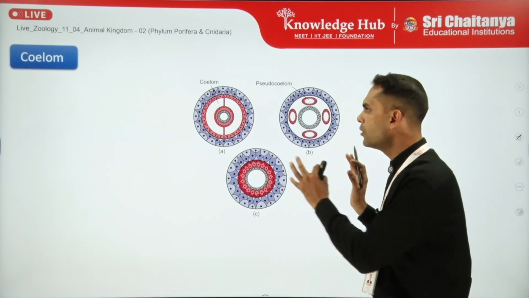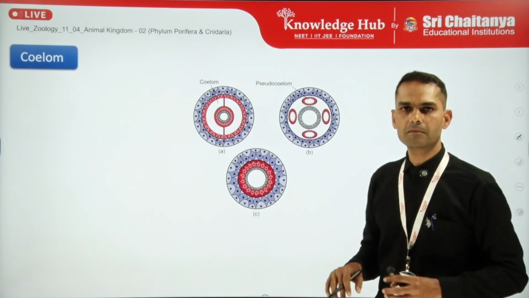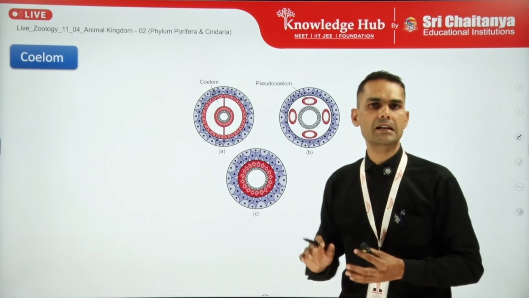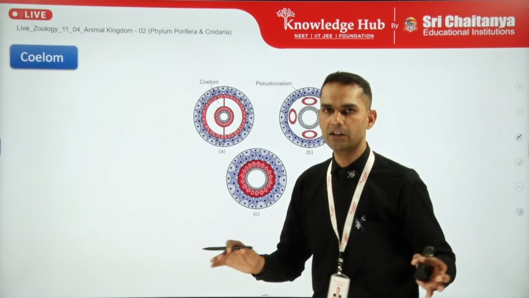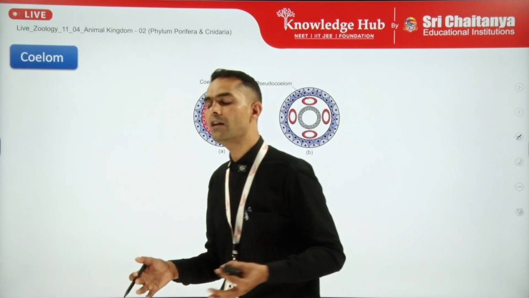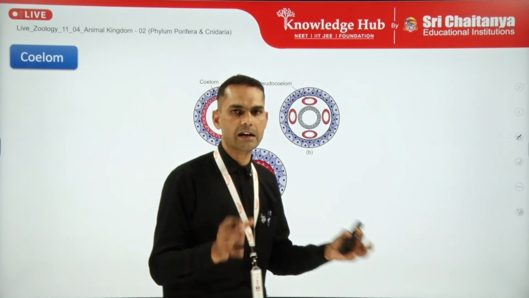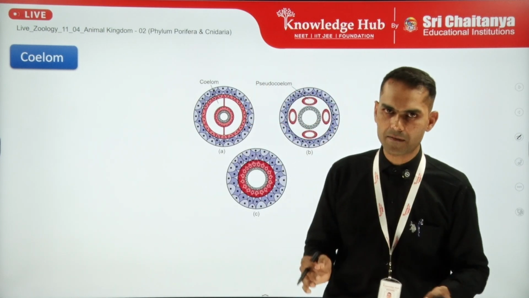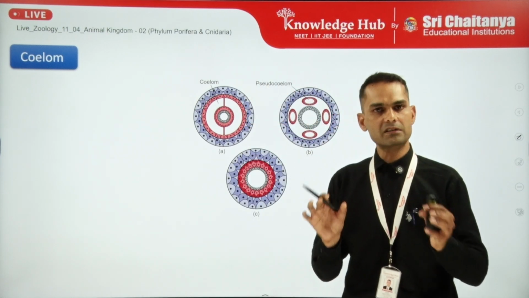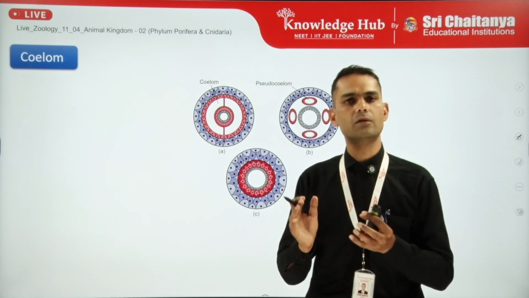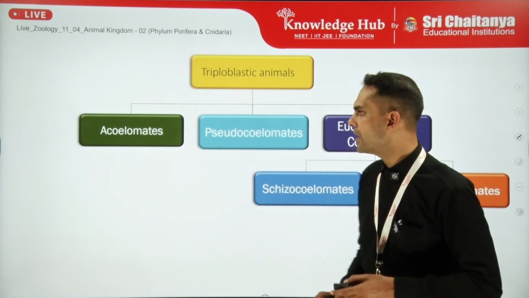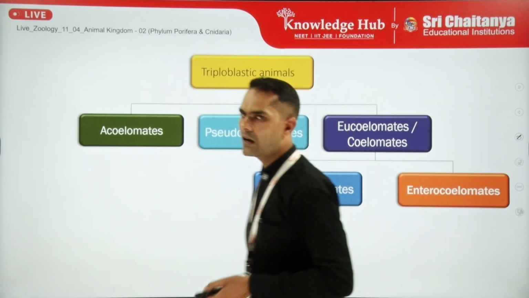This is the coelom representation, and organisms on the basis of coelom can be categorized as acoelomate, that means they have no body cavity or no coelom cavity; pseudocoelomate, that means they have a cavity but in the form of scattered pouches; and true coelomate, that means they have a proper coelom cavity which is enclosed by the mesoderm germ layer. So we will see how the differentiation occurs.